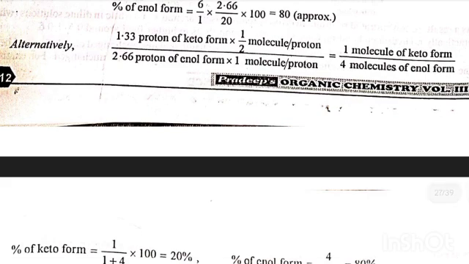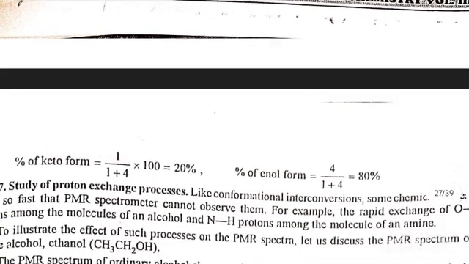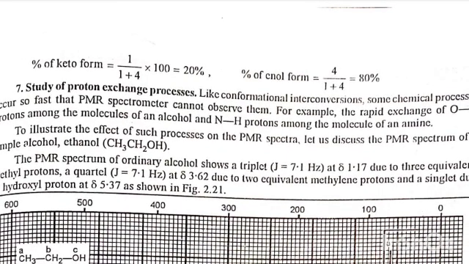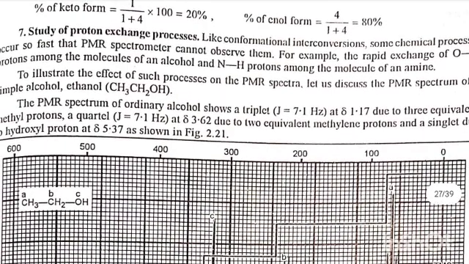Alternatively, 1.33 protons of keto form into 1 by 2 molecules, upon 2.66 protons of enol form into 1 molecule of proton, which is equal to 1 molecule of keto form upon 4 molecules of enol form. Percentage of keto form is equal to 1 upon 1 plus 4 into 100, which is equal to 20%. Percent of enol form is equal to 4 upon 1 plus 4, which is equal to 80%.